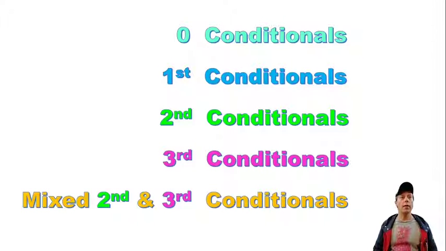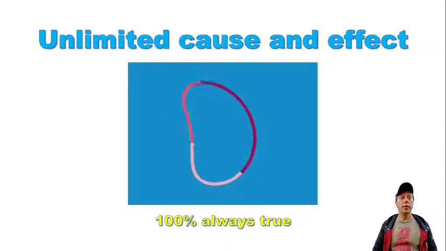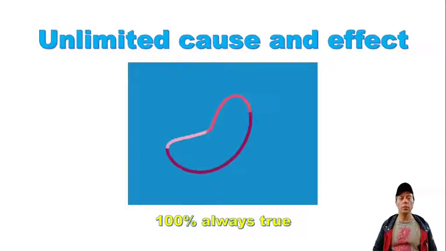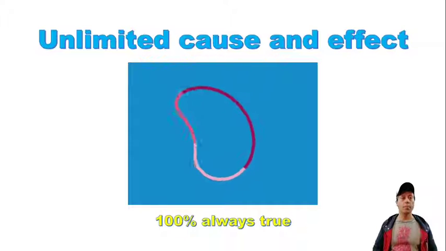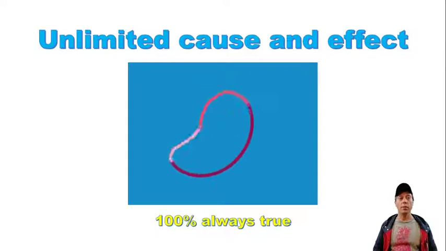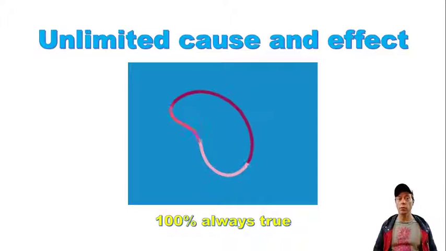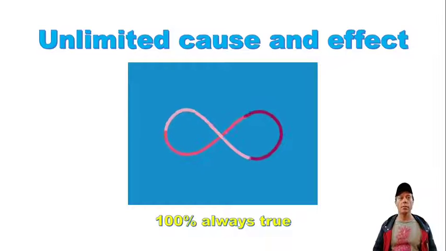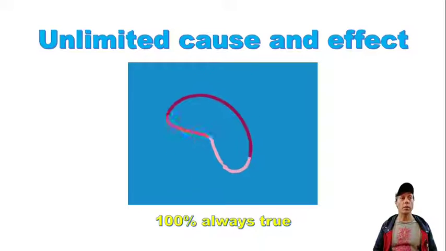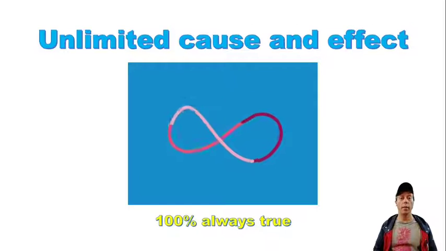So let's have a look at the zero conditional. The zero conditional expresses unlimited cause and effect, and it's 100% always true. So the cause is with the effect 100% of the time. The outcome of the cause and the effect in unlimited conditionals, or the zero conditional, is 100% always true. That's why there is an infinity sign swirling on the screen. It's a general truth, so it's not limited to time and place.